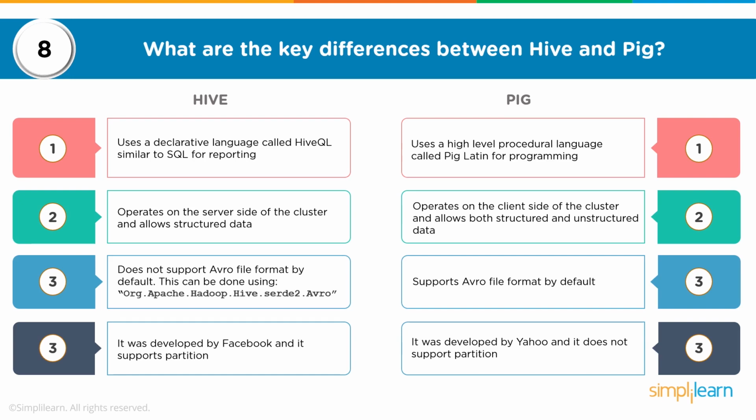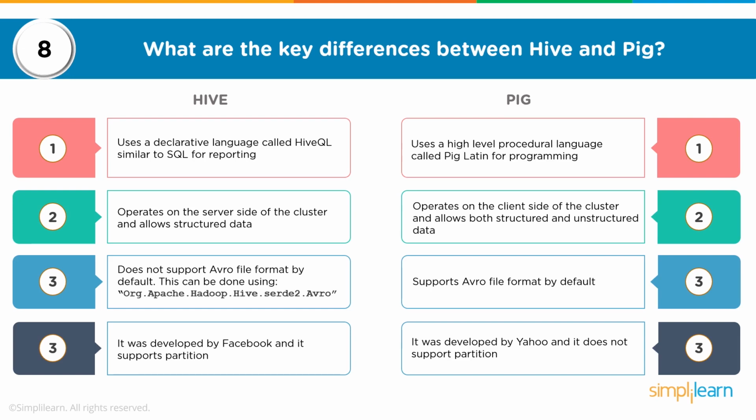Pig uses a high-level procedural language called Pig Latin for programming. Both of them, remember, use the MapReduce processing framework. So when we run a query in Hive to process the data, or when we create and submit a Pig script, both of them trigger a MapReduce job unless we have set them to local mode. Hive operates on the server side of the cluster and basically works on structured data or data which can be structurized. Pig usually operates on the client side of the cluster and allows structured, unstructured, or even semi-structured data.